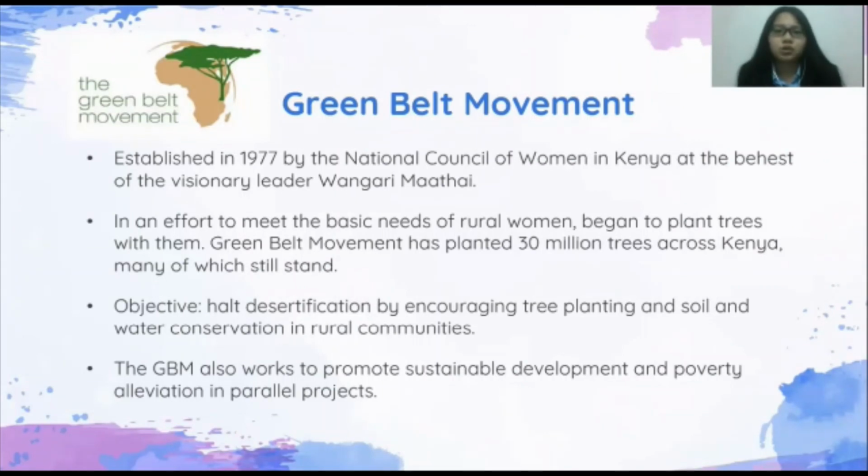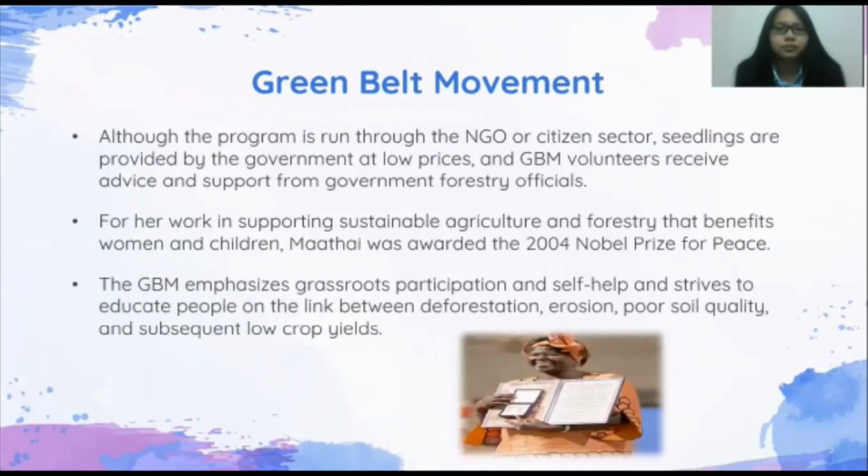GBM's simple objective is to halt desertification by encouraging tree planting and soil and water conservation in rural communities. The GBM also works to promote sustainable development and poverty alleviation in parallel projects. Although the program is run through the NGO or citizen sector, seedlings are provided by the government at low prices, and GBM volunteers receive advice and support from government forestry officials.